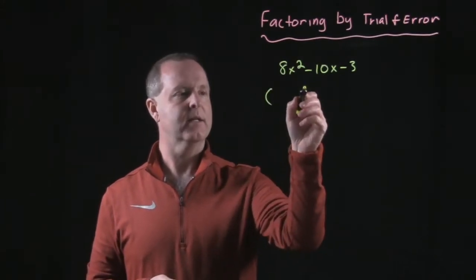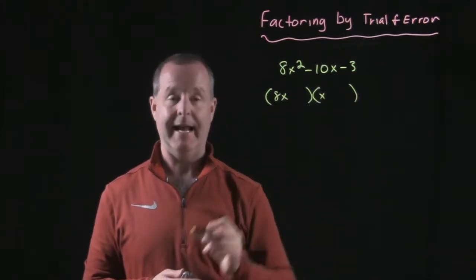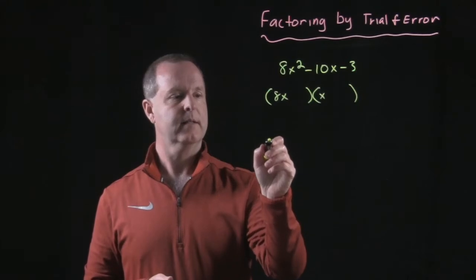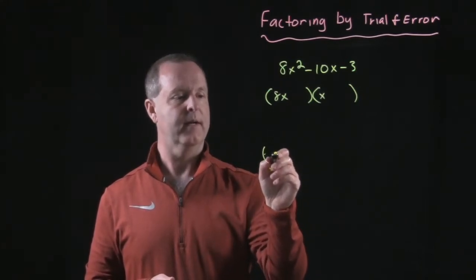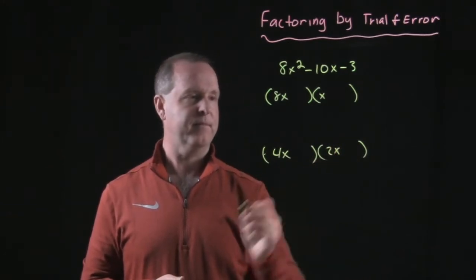So I know one way I can do it is an 8x and an x. Another way I can do it is, where do I want to put it here? I'll put it down here. A 4x and a 2x.